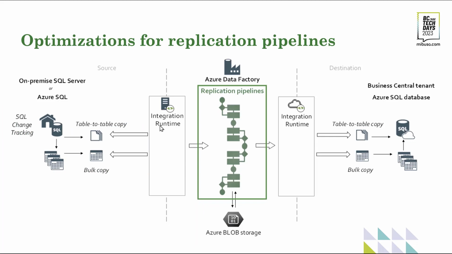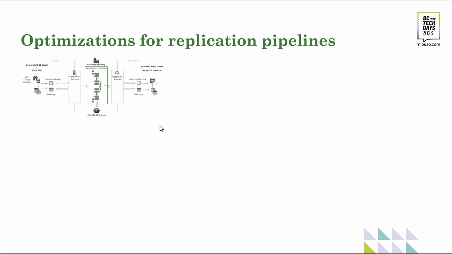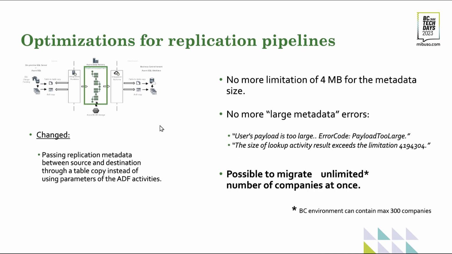Looking at the replication pipelines, we changed the way the replication metadata is passed between the source and the destination. Instead of using the Data Factory activities' input and output parameters, we now copy the metadata through a database table. This allowed us to bypass the 4 megabyte Data Factory limitation on the activities' input and output. So it has become possible to replicate an unlimited number of tables in a single migration run. And we removed the limitation on the number of companies being replicated.